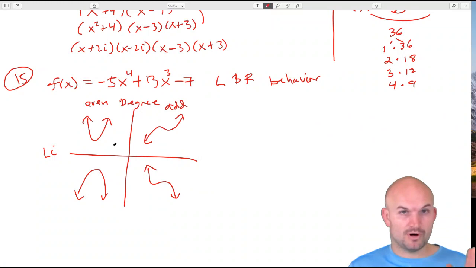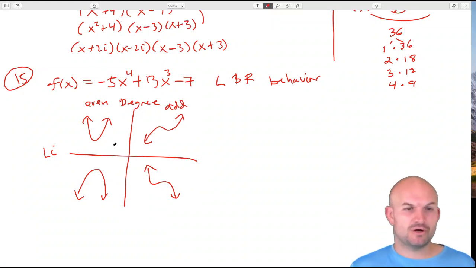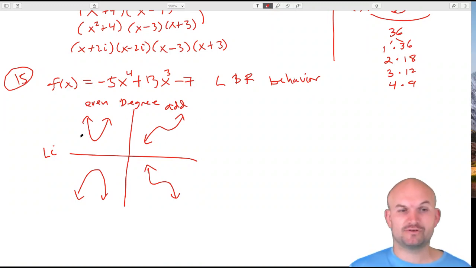Like, it's either up and up or down and up, right? Or down and down or up and down. Like, that's it. So how do we determine which one is which? Well, it depends on the leading coefficient, right? Which is the coefficient of your degree.